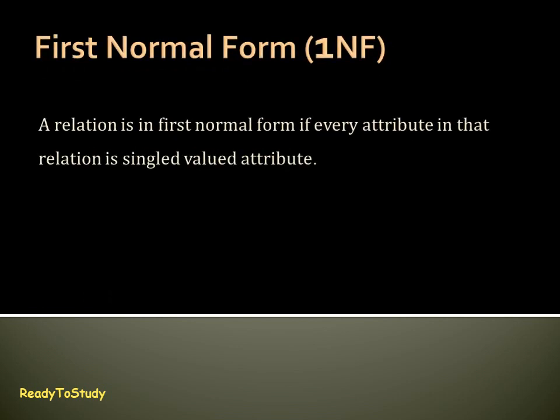Here again we are recalling the definition of first normal form. A relation is in first normal form if every attribute in that relation is a single valued attribute. What is a single valued attribute? It is an atomic attribute, or we can enter only one value at a time. That is the rule of first normal form. A relation is in first normal form if every attribute in that relation is a single valued or atomic attribute.